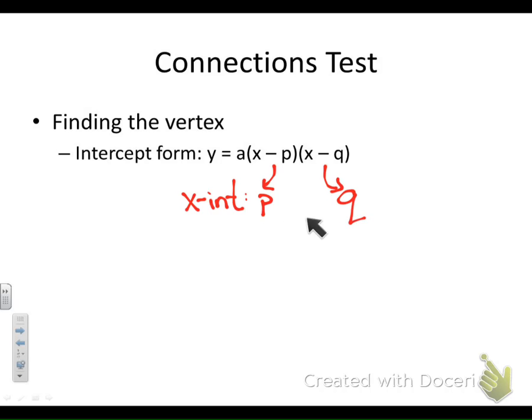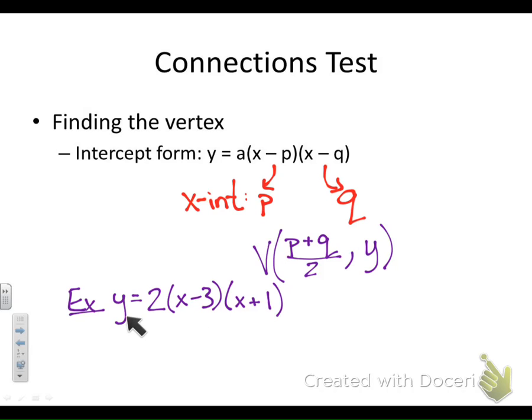To find the middle between two numbers is like finding the midpoint. To find the x-coordinate of my vertex, the midpoint would be taking those two intercepts and dividing them by 2. And then we'll plug that value in to see what the y-coordinate is. Yesterday I used a y to represent the y-coordinate.